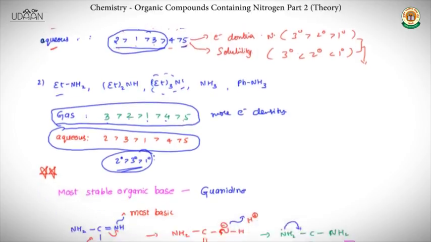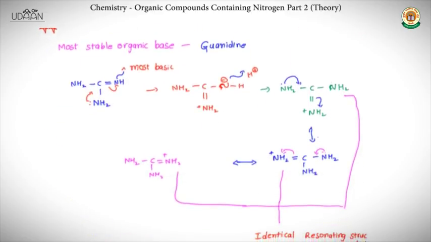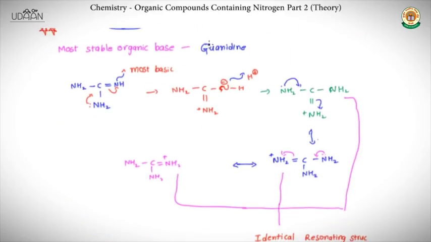Now one more important thing which you are supposed to know is guanidine. Guanidine is the most stable organic base. The structure of guanidine is shown here. Now if you see, this nitrogen is more basic. You may think that this nitrogen is sp2 because it has a double bond. So how can it be more basic as sp2 has more electronegativity?